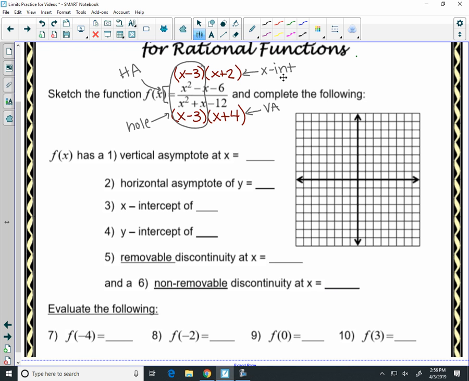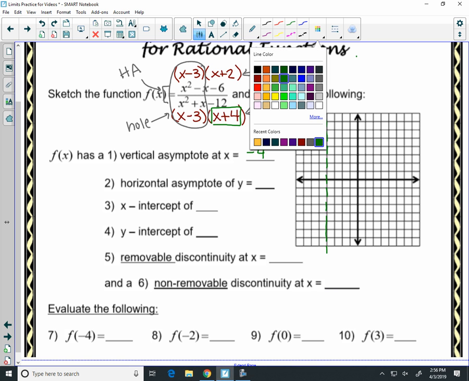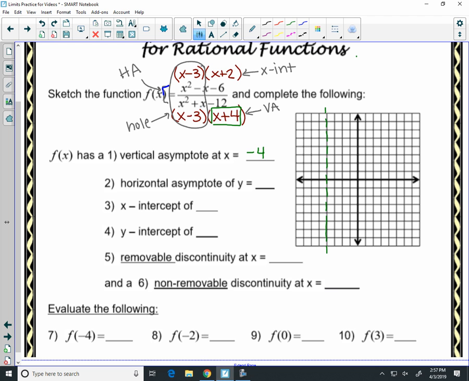I'm going to color code here. Vertical asymptote, x plus 4 equals 0. That means you have a vertical asymptote at x equals -4. I'm going to go ahead and plot it as I go. 1, 2, 3, 4. Good start. Horizontal asymptote comes from that relationship between the top and the bottom. It was 1x squared over 1x squared, same degree. We take those leading coefficients, 1 over 1 is 1. So the horizontal asymptote is at y equals 1.